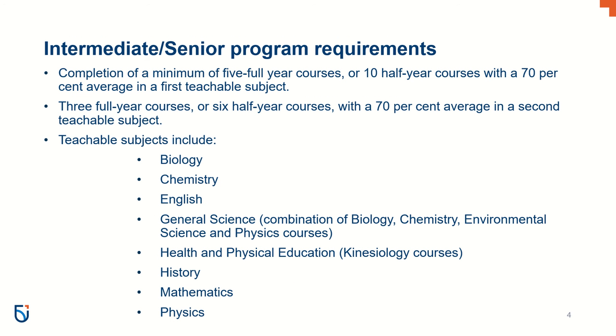For our intermediate senior program, the requirements are a little more specific. So we do require that you have 2 teachable subjects. In your first teachable, you need 10 one-semester courses with a minimum 70% average. And in your second teachable, we need 6 courses that are 1 semester in length with a 70% average.